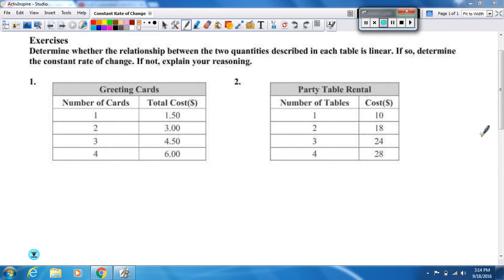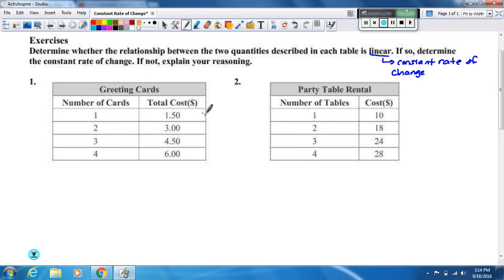Determine whether the relationship between the two quantities described in each table is linear. If so, determine the constant rate of change. If not, explain your reasoning. If it is linear, it will have a constant rate of change. And I'll explain what that is in a second.